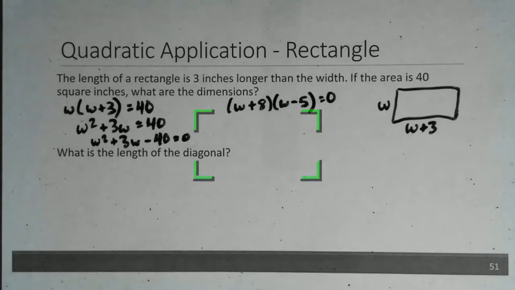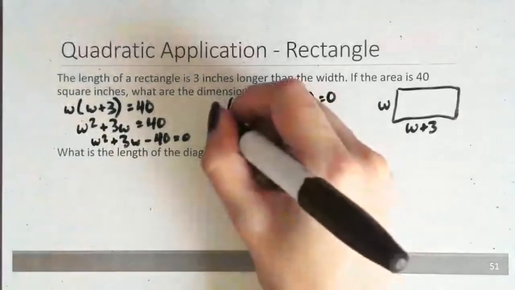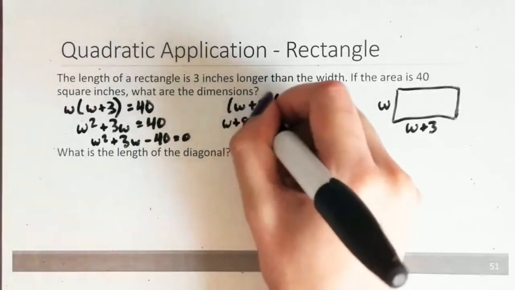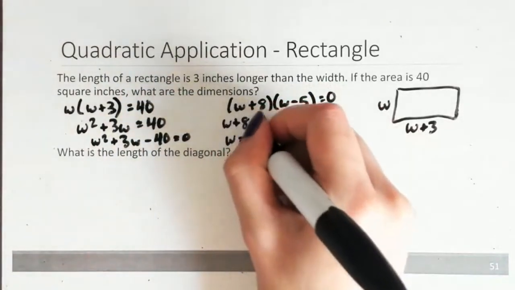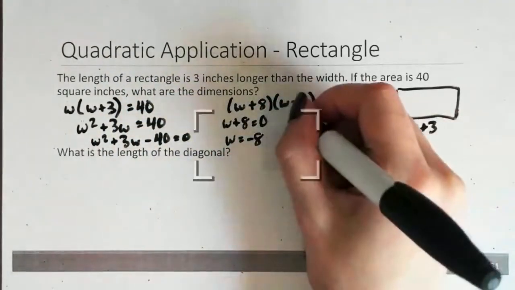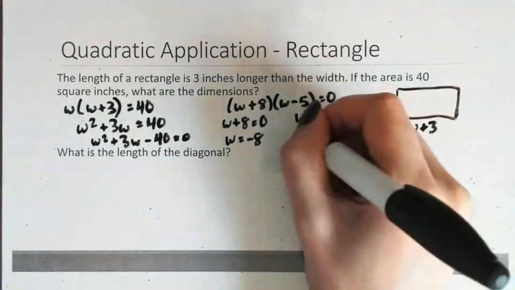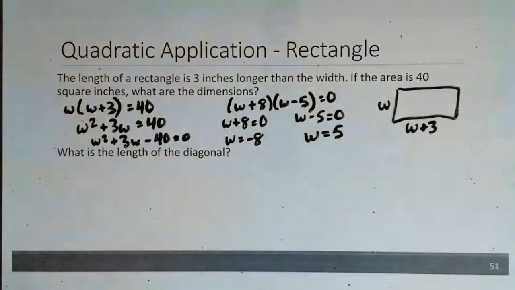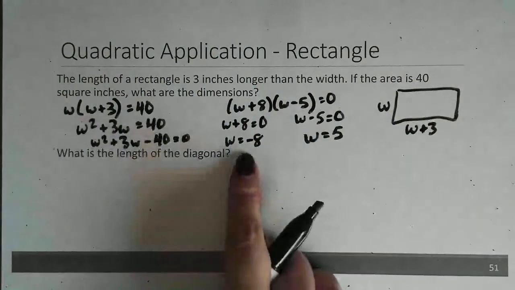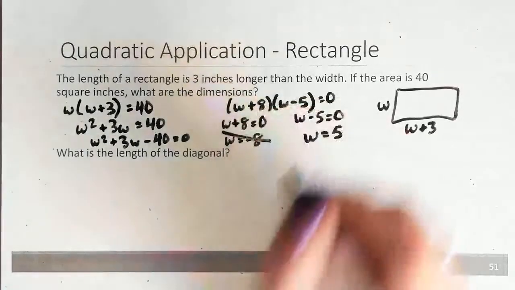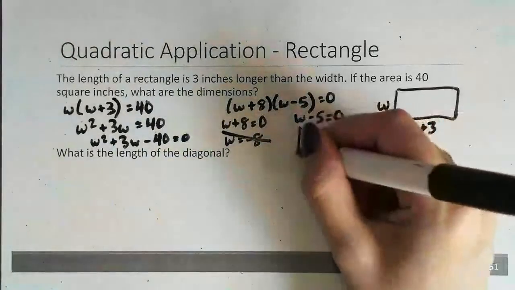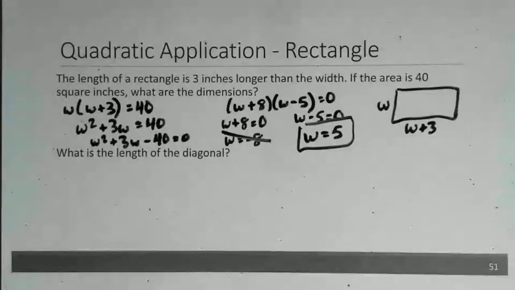Now that it's set equal to 0, I can set each factor equal to 0. If W plus 8 is equal to 0, then W is equal to a negative 8. If W minus 5 is equal to 0, then W is equal to a positive 5. But we have to remember that we are now working in an application problem. It doesn't make sense for the width of a rectangle to be negative 8. We don't do lengths measured negatively. So our solution is W equals 5.